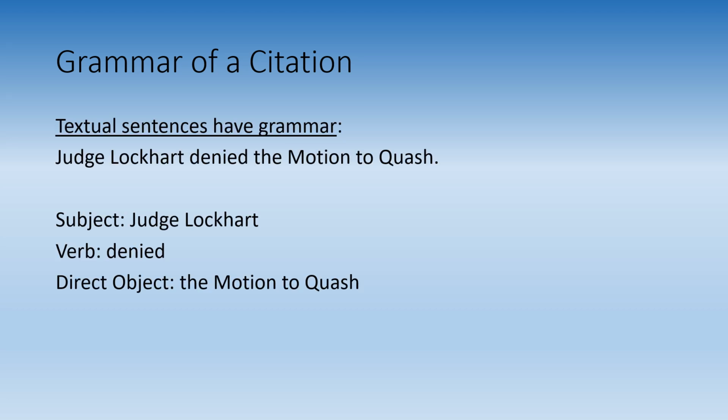So just like textual sentences have a grammar, for example, Judge Lockhart denied the motion to quash, subject is Judge Lockhart, verb is denied, direct object is the motion to quash. You know that if you don't have a verb in your sentence, you probably don't have a complete sentence. And so you have enough information about grammar to know whether a particular sentence is complete or not.